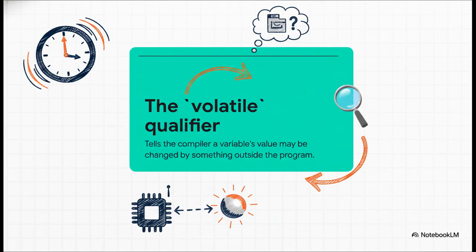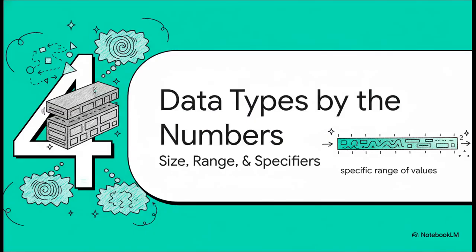Using volatile is a signal to the compiler that says, hey, this thing can change at any moment, so don't try to be clever and optimize. Always go grab the freshest, most up-to-date value from memory. Okay, this is where it gets really cool.